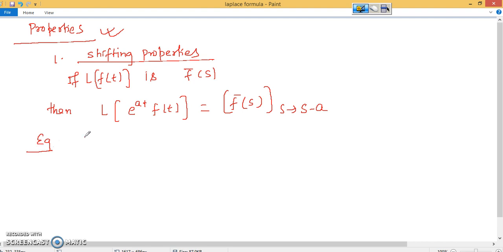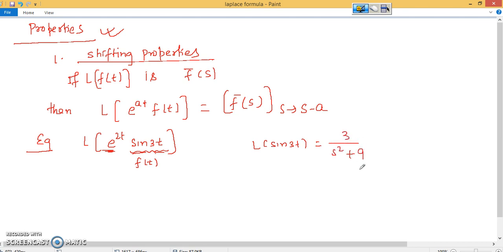Consider: find the Laplace of e to the power 2t sine of 3t. This question is given. So whenever e to the power 2t is multiplied, whatever the other function is, this is your f of t, and this f of t's Laplace you know. The Laplace of sine 3t, we already know, is 3 by s square plus 9.